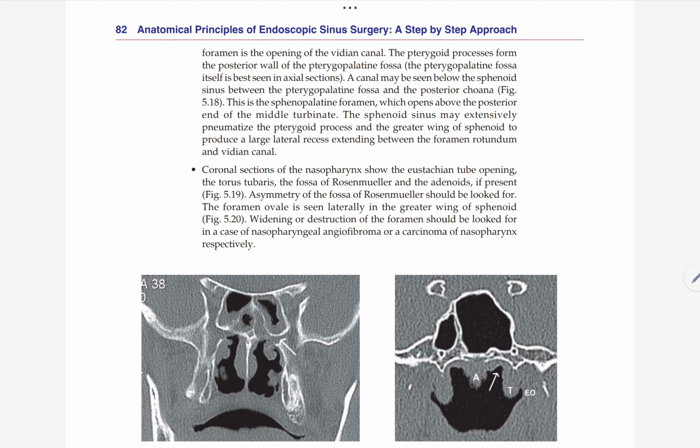The pterygopalatine fossa itself is best seen in the axial sections. A canal may be seen between the pterygopalatine fossa and the posterior choana. This is the sphenopalatine foramen, which opens above the posterior end of the middle turbinate. The sphenoid sinus may extensively pneumatize the pterygoid process and the greater wing of the sphenoid to produce a large lateral recess extending between the foramen rotundum and the Vidian canal.